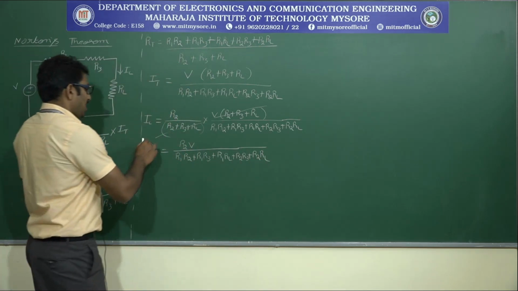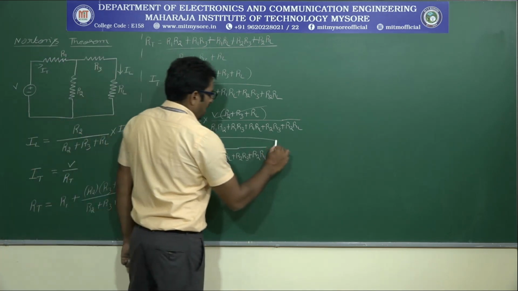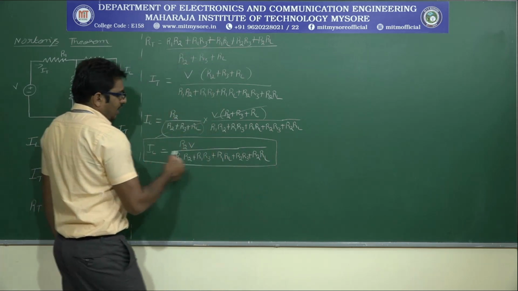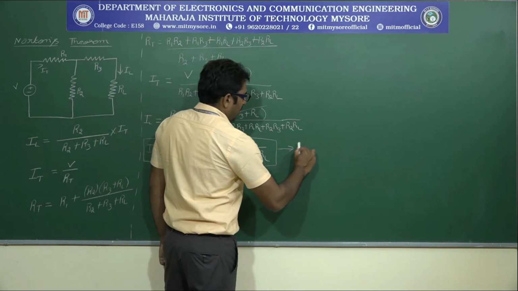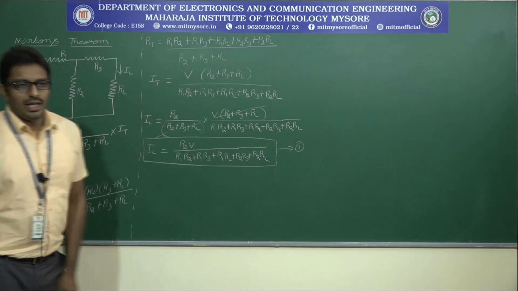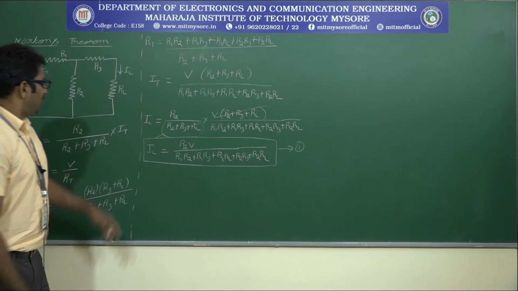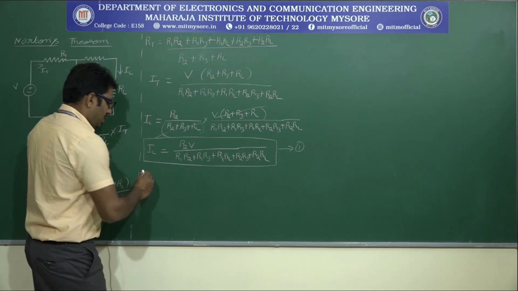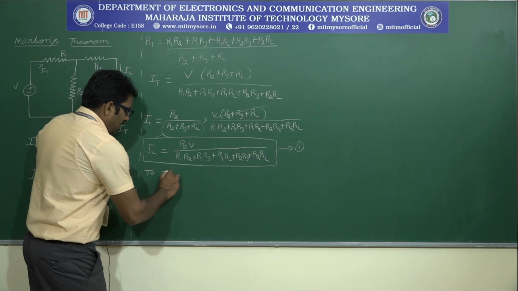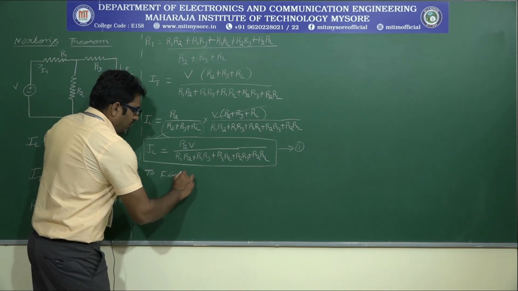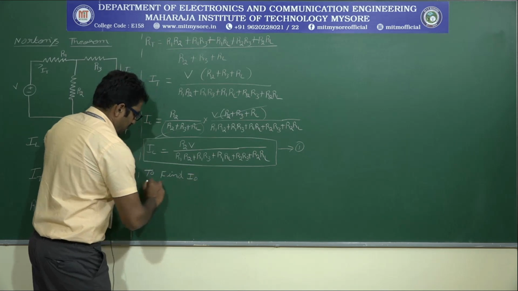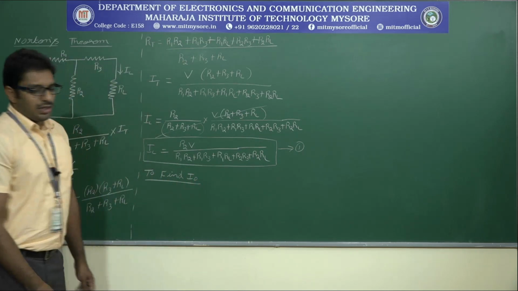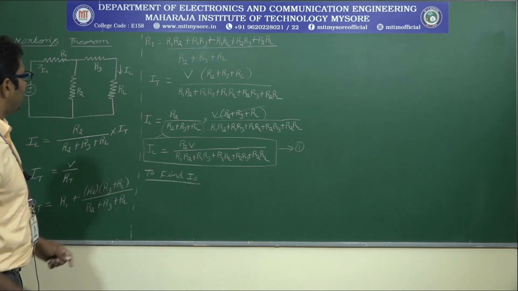Clear? This is the expression for IL by using the current divider rule. Is that clear? Now, to find I naught by using Norton's theorem, what is the first step?